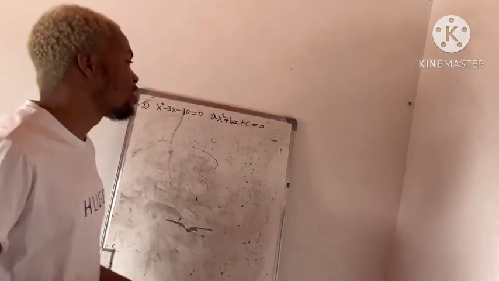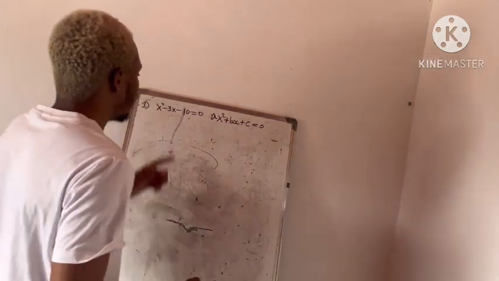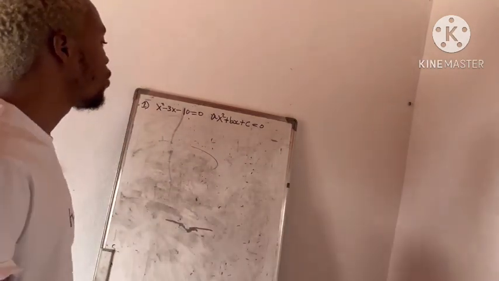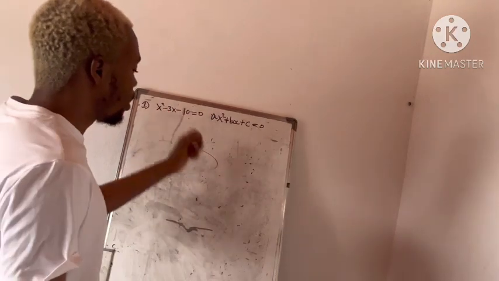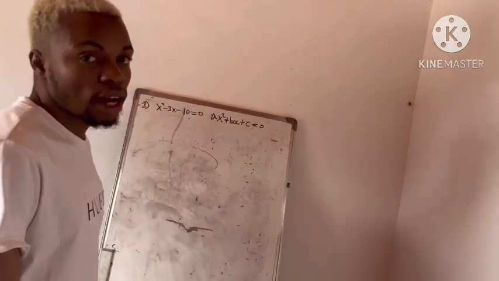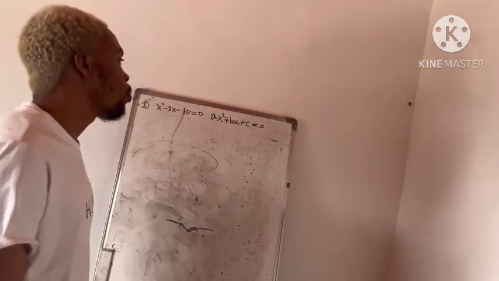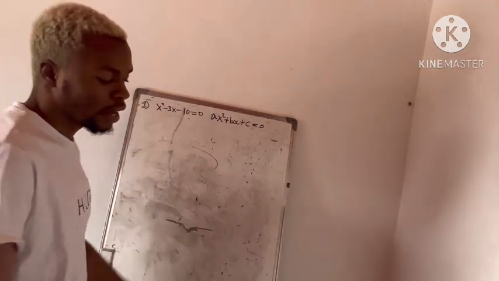the first thing you got to do is to identify what's your A. The next thing you got to do is to identify what's your B. And of course, the last thing which you got to do is to identify what your C is. So when you are able to identify what's your A and what's your B and what's your C, then you are good to go.